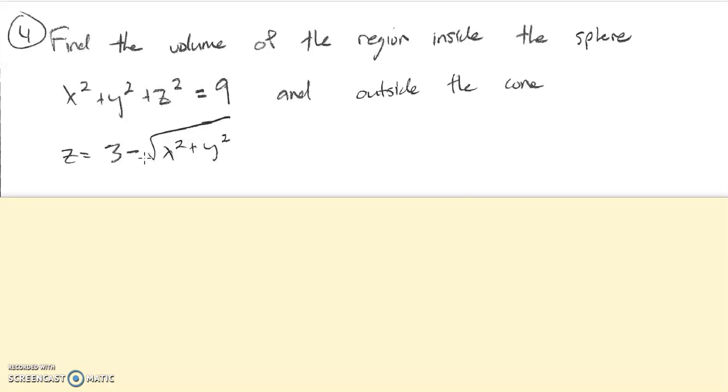I encourage you, if you want to try it without my hint, to draw this. Based on what we've done, you should know what that cone looks like. You should know what a sphere looks like with radius 3. See if you can draw it and figure out what it looks like, and then use that to get your bounds.